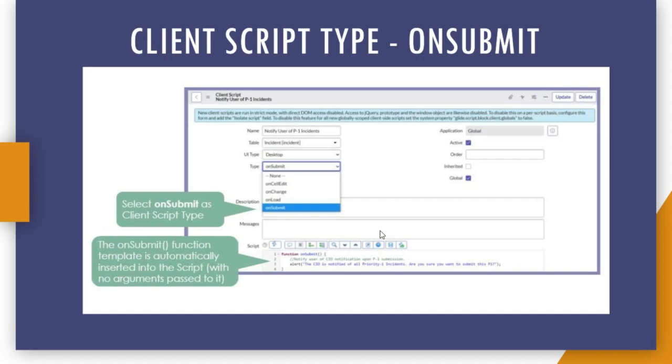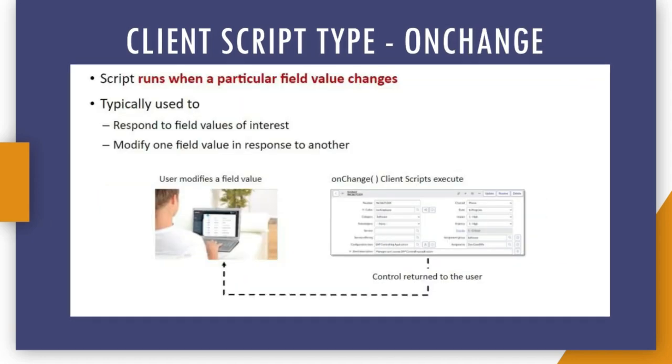So let's move further and see what an onChange client script is. The script runs when a particular field value changes. It is typically used to respond to field values of interest, or to modify one field in response to another. As you can see in the screenshot, when a user modifies a field value, the onChange client script is executed and then control is given to the user.